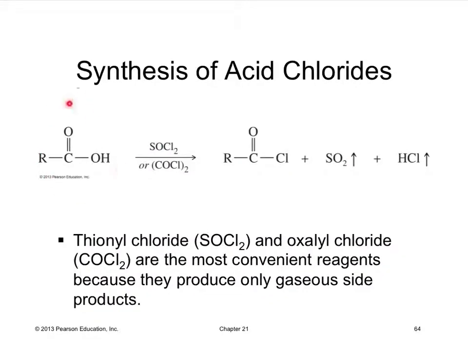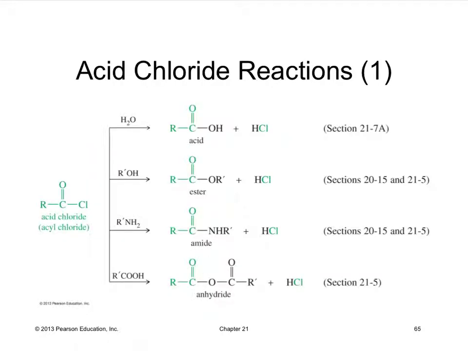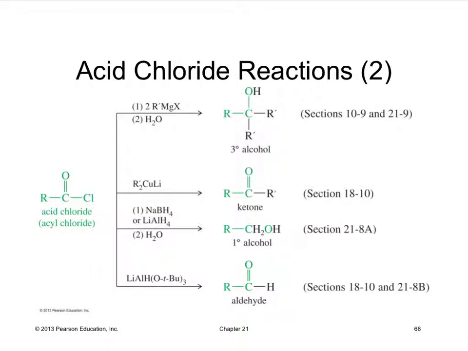Synthesis of acid chlorides, that can happen by reacting with thionyl chloride or SOCl2 or oxalyl chloride or COCl2, and essentially we've seen this, and the mechanism we've seen in the previous chapter. So acid chlorides react with water, generate the acid, react with alcohols, generate an ester, react with amines to generate amides, and react with carboxylic acids to generate anhydrides. Acid chlorides can also react with two equivalents of Grignard reagents followed by water to form the tertiary alcohol, or organocuprate or Gilman's reagent to form the ketone.